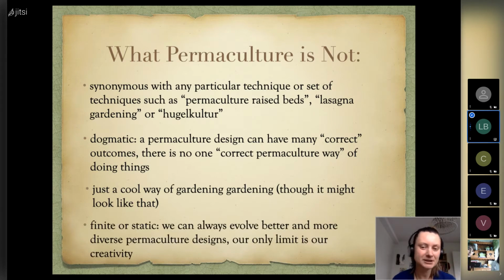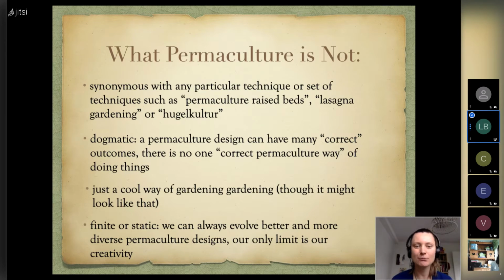And I already touched on this last point a little bit. Permaculture is not finite or static. We can always evolve better and more diverse permaculture designs. Our only limit is our creativity. And this is something that Bill Mollison was very much an advocate of, that our only limit to designing is creativity. Like we can always build in more diversity.